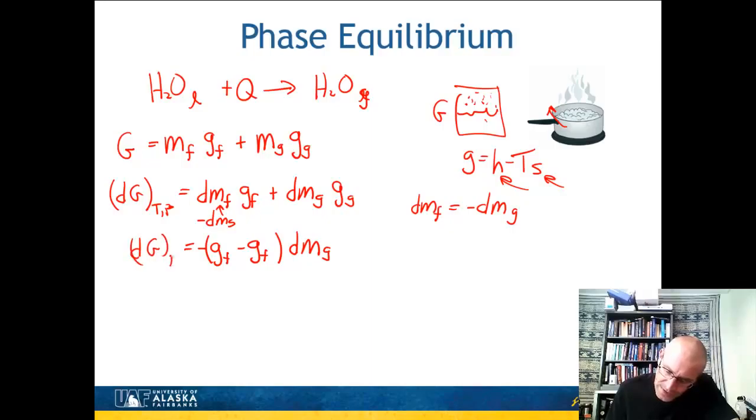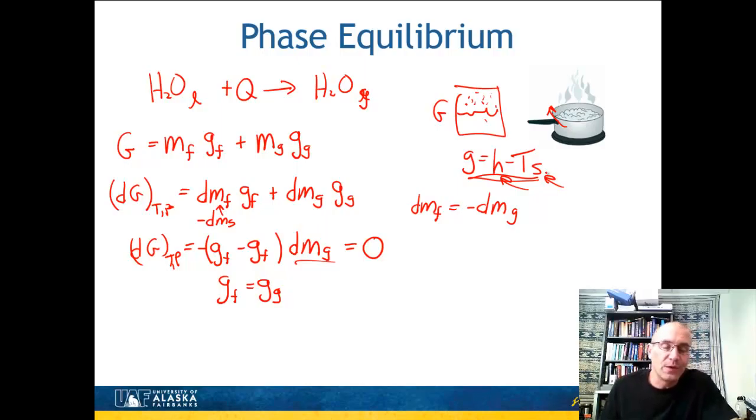That's what dG is at constant temperature and pressure, and we've looked at this before, that has to equal 0. So I could divide by my differential mass, and that simply tells me that g f is equal to g g, or the Gibbs energies are the same. Come back to this equation, g is h minus Ts. H and S are markedly different for the two, but when I combine them in this way, if they're in phase equilibrium, their values are going to be the same.